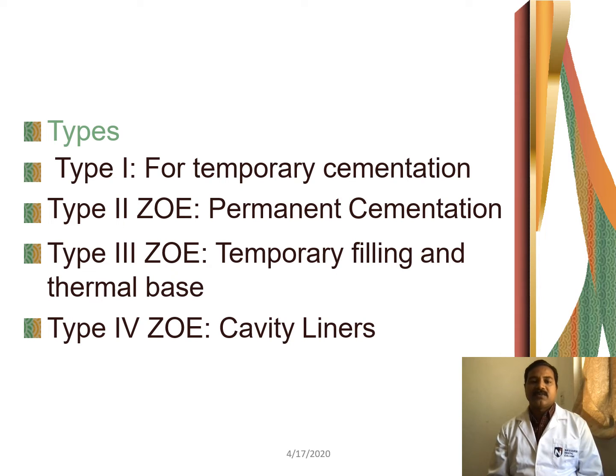This classification is based on the powder liquid ratio. So type 1 is used for temporary cementation, which I have already said before, that the crowns will be removed, so it is not for permanent cementation. Second is permanent cementation. So type 2 zinc oxide eugenol is used for permanent cementation. Type 3 is used for temporary fillings and thermal bases, and type 4 is for cavity liners.